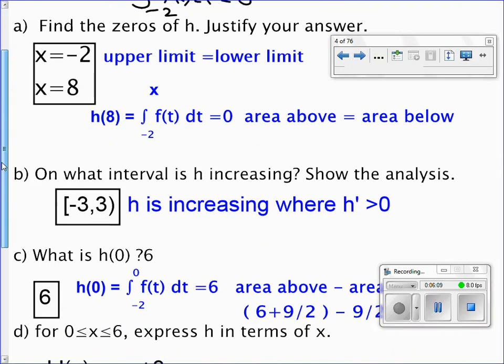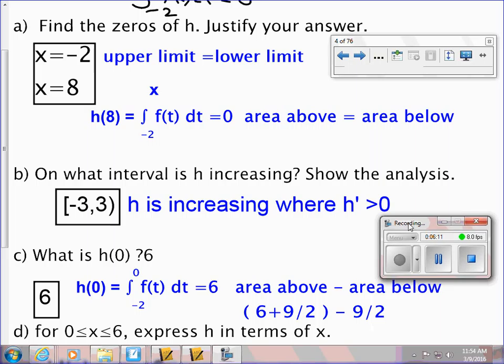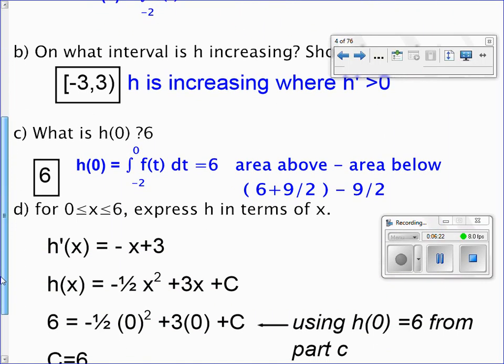Okay, and then on part B, on what intervals is h increasing? Did you get that part? You look at maybe -3 to 3. I don't care if you include the 3 or you don't include it. That's not going to matter. What is h of 0?